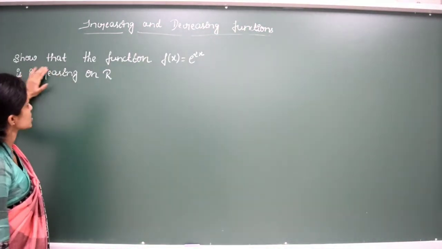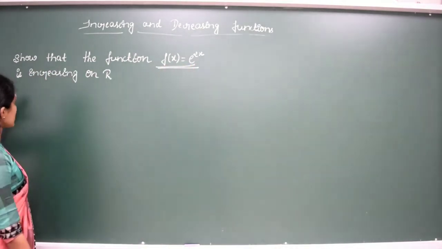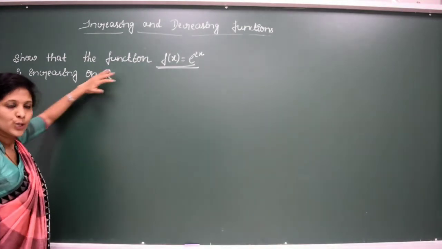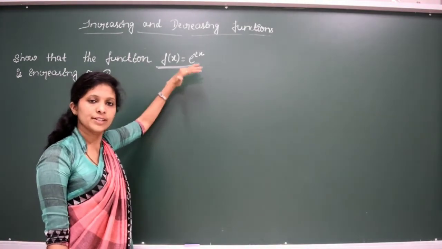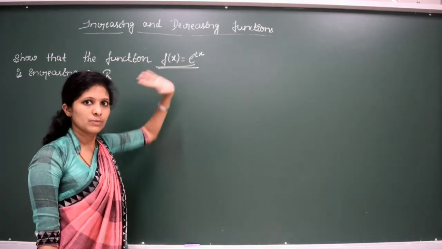Here I have done C. Show that the function f of x is equal to e to the power 2x is increasing on R. To prove this, either you can go with the definition of the increasing function or else you can go with the theorem. Okay, any one method is enough.